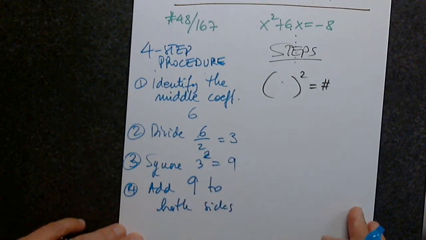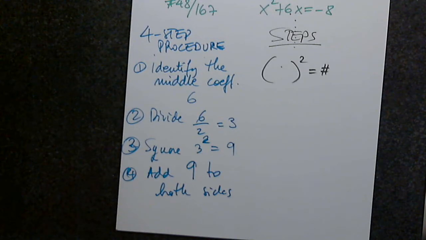So let's recap for a moment. The method of complete the square has 4 steps. Step 1, I have to make sure that the polynomial is in descending order, and I have to identify the middle coefficient, not the leading coefficient and not the free term, the middle one. Good. In this case, it's 6. Then I divide it by 2. I get 3. Then I square 3, and I get 9. And this is what I have to add to both sides.